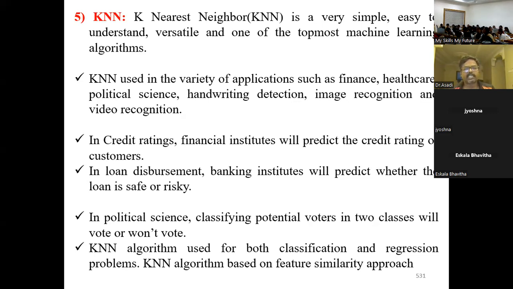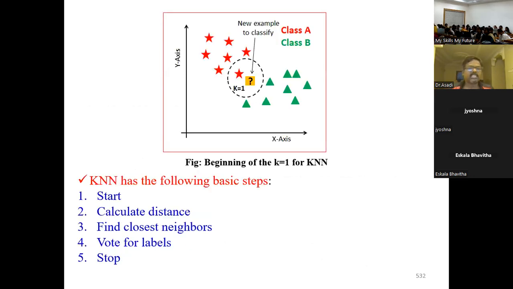In credit card ratings, financial institutes predict the credit ratings of customers. In loan disbursement, banking institutes predict whether the loan is safe or risky. In political science, classifying potential voters into 2 classes: will vote or won't vote. The KNN algorithm is used for both classification and regression problems. The KNN algorithm is based on the feature similarity approach. This is KNN, which has the following basic steps. There are classes on the x-axis and y-axis, to classify class A and class B.